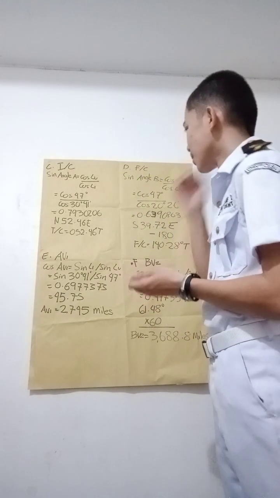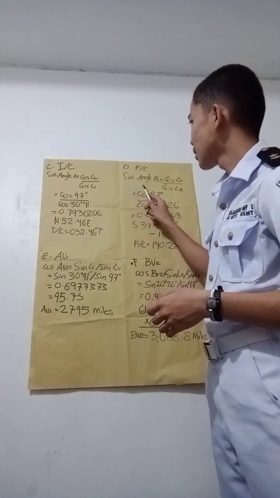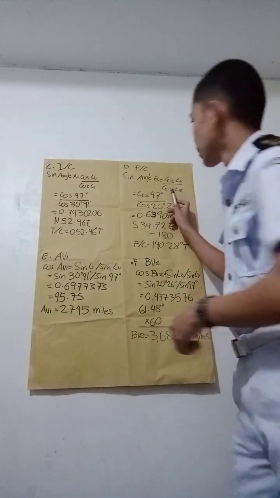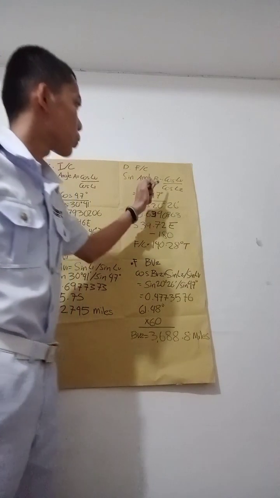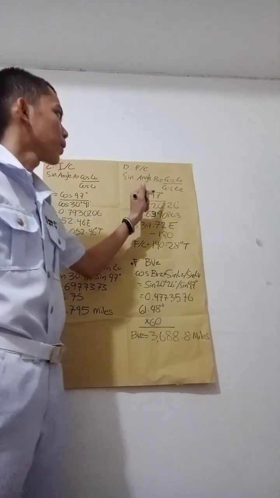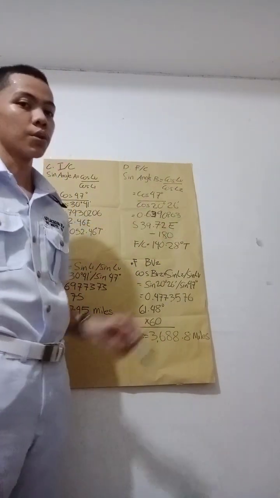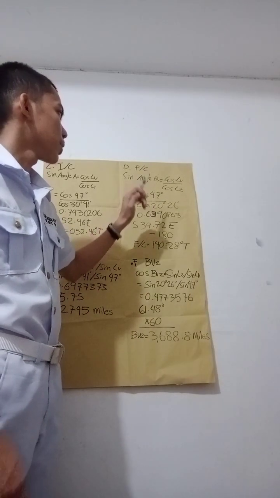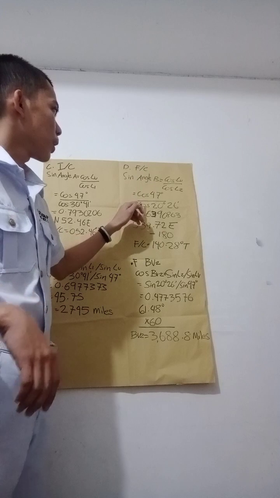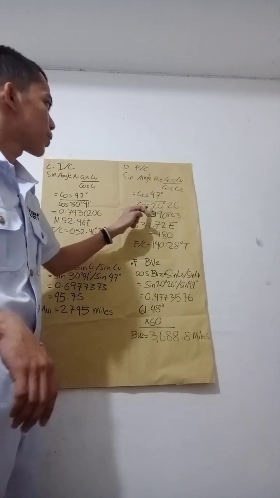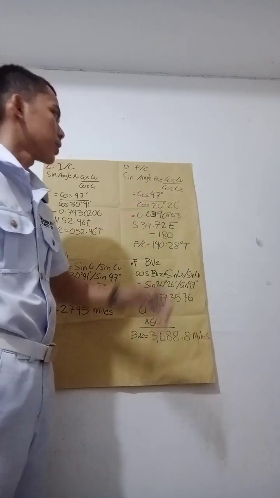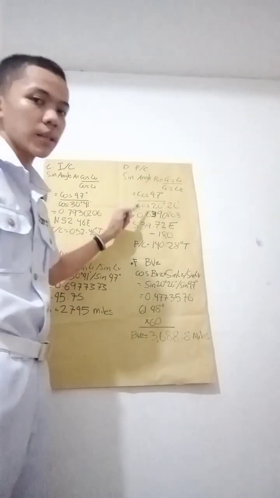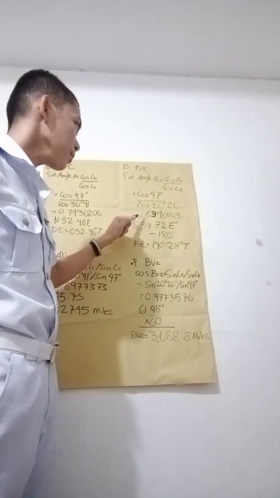So our formula is sine angle B is equal to cos LV over cos L2. So our LV is cos 47 degrees. Our L2 is cos 20 degrees and 26 minutes. So the same here, we divide these two. So what comes out is this.